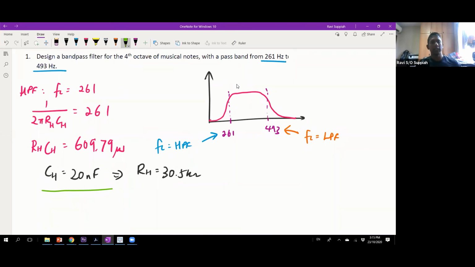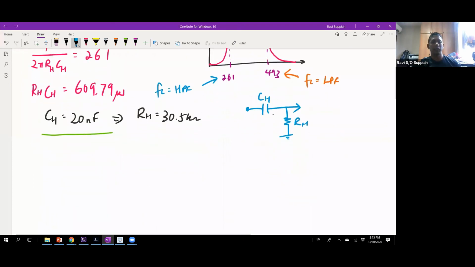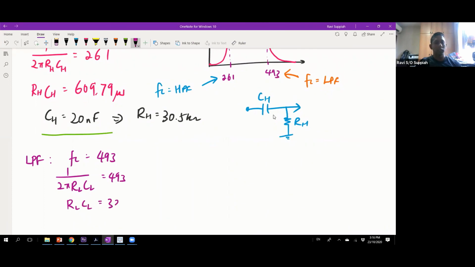So we know that for this high pass filter, the circuit is going to look like this, where this is your CH and this is your RH. That is the high pass filter part. Now we just have to repeat the same thing for the low pass filter. For the low pass filter, again the FC equals 493, which means 1 over 2 pi RL CL equals 493. So RL CL is going to be 322.83 microsecond. The same thing as before, you can choose any C value.